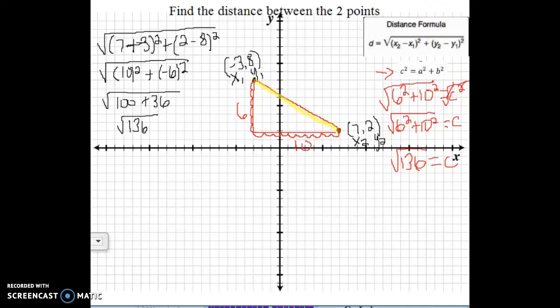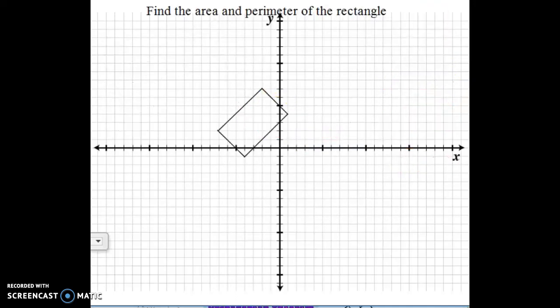Alright, let's do one more problem. This time we're going to find the area and perimeter of the rectangle. Alright, so let's start with area. The area formula is base times height.